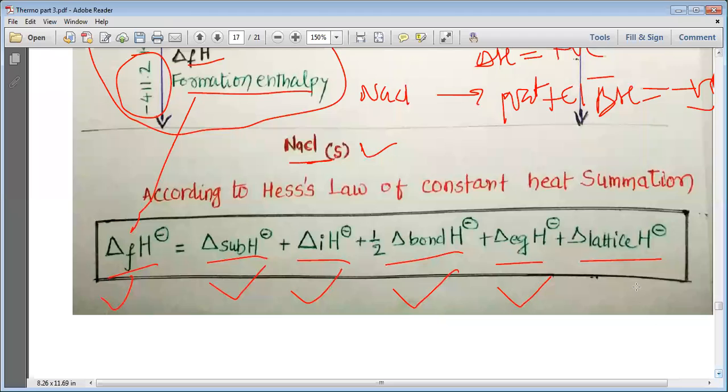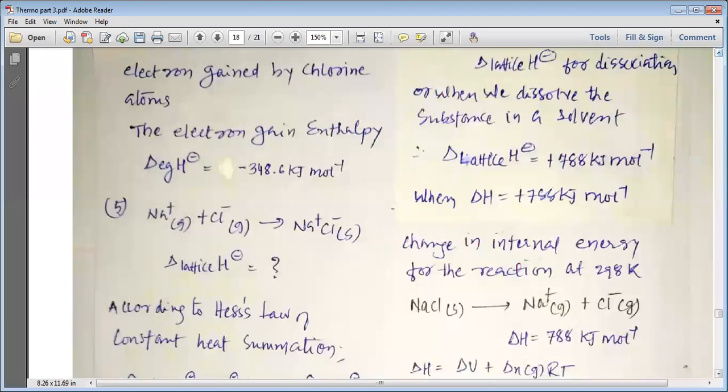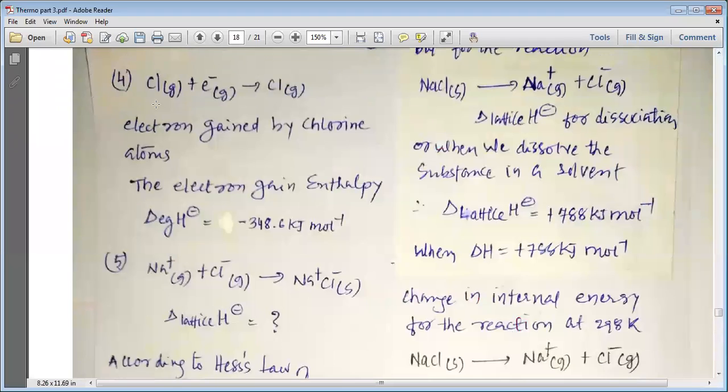This is how we are going to use Hess's law of constant heat summation. The diagram we have drawn is known as the Born-Haber cycle, and using the Born-Haber cycle, we can calculate the lattice enthalpy. Please understand, my dear students. Here we have seen that chlorine gains 1 electron and energy is released, and that is what is known as the electron gain enthalpy.